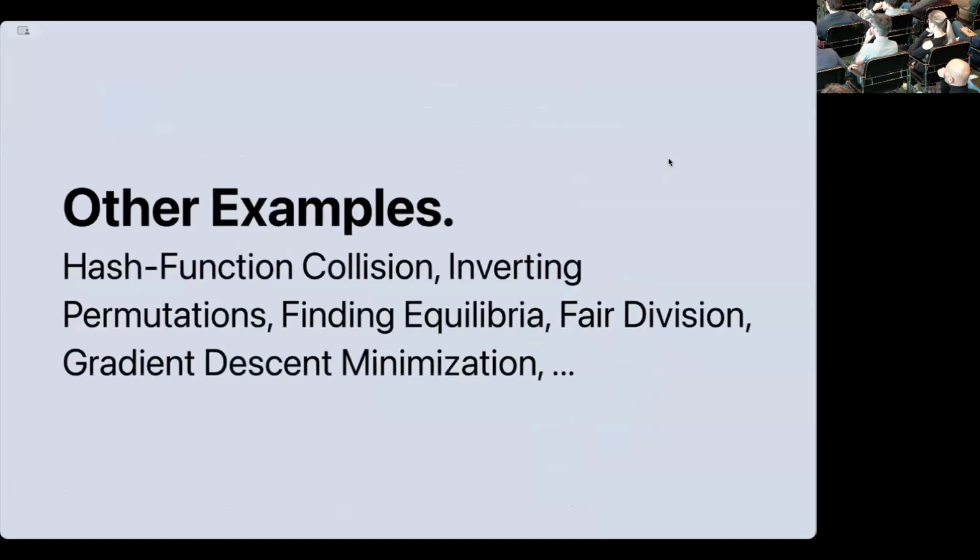Okay, cool. And there are lots of other examples. We saw one which was factoring, but hash function collision is one, inverting permutations, and also a lot of problems from economics. So things like finding equilibria in two-player games or multi-party games, problems in fair division, even things like gradient descent minimization. The list goes on. All of these things exist always, but actually computing them, actually finding them, is a difficult task.